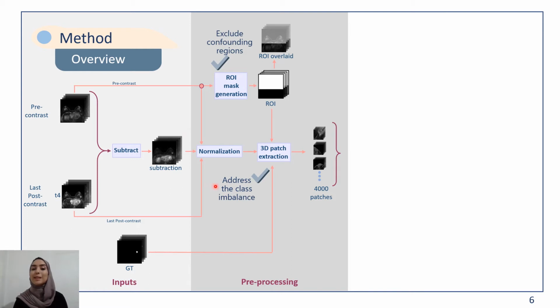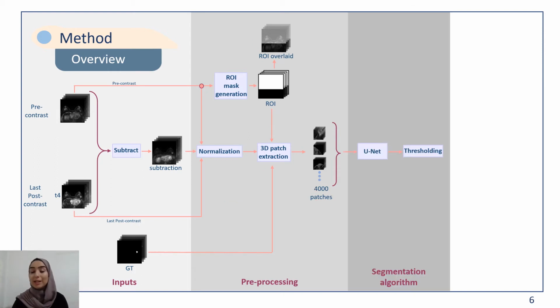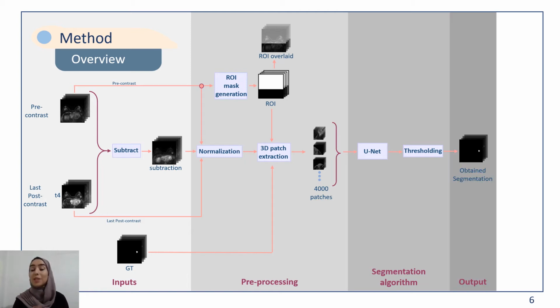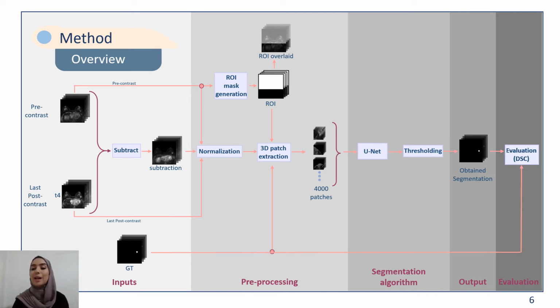Then all input volumes were intensity normalized. Then we extracted 3D patches in a balanced way to address the class imbalance issue, also with the restriction of the generated ROI. After that, the generated 3D patches were fed into a 3D U-Net architecture. Then the obtained binary segmentation was evaluated using the dice similarity coefficient. Moreover, we investigated the use of different thresholds, optimizers, loss functions, and patch sizes. We also compared the proposed architecture with another more complicated architecture used in one of the state-of-the-art studies.